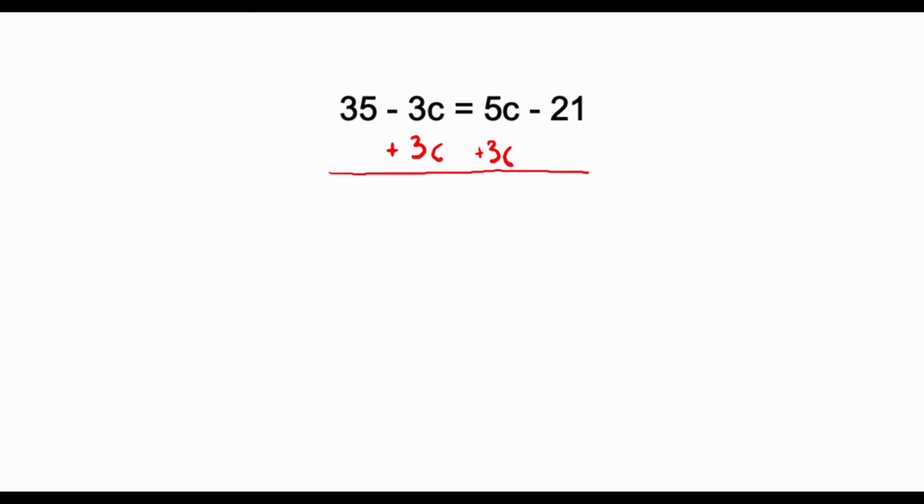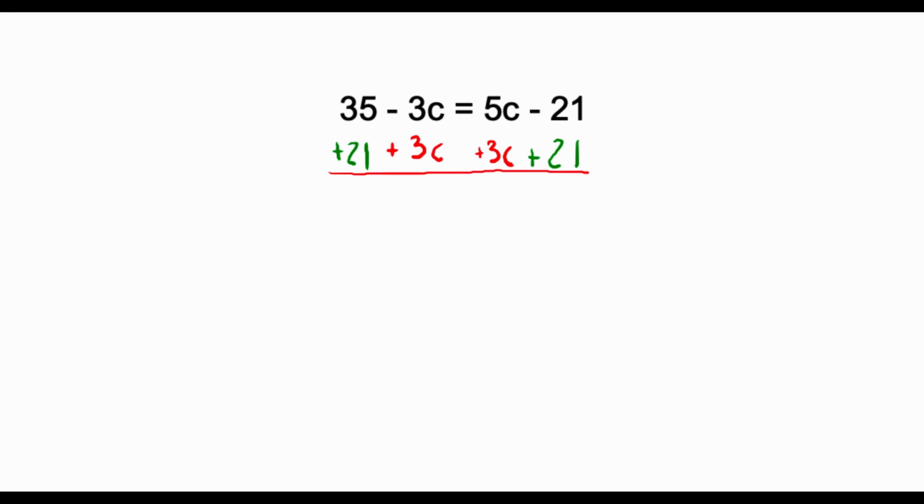Okay, so now we got to ask, am I supposed to move the 35 now or the 21? Now normally you can move either, but in this case, because we moved over the 3c to where the 5c is, the c terms cancel on this side. Therefore it makes sense to move over the 21 where the 35 is, since the 35 is going to be all alone. So here I'm going to add 21. Whatever I do to this side, I'm going to go ahead and do to this side. I'm adding 21.